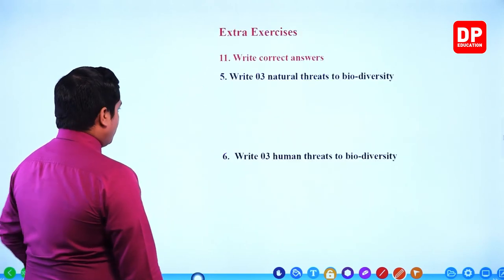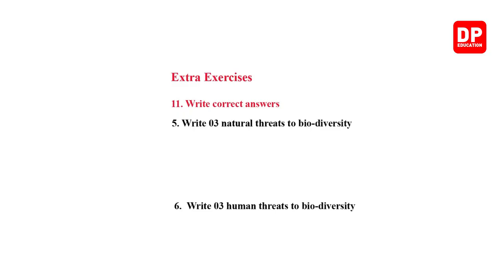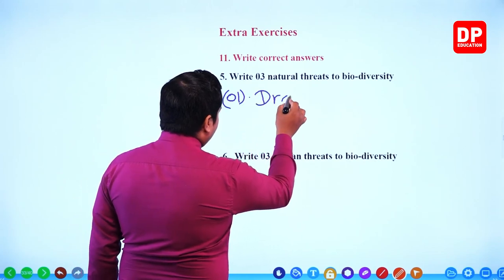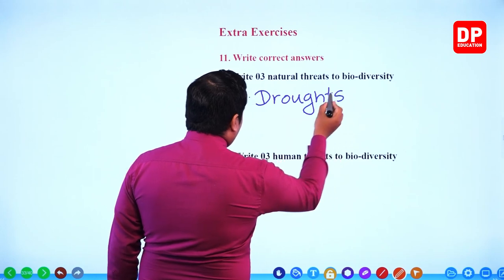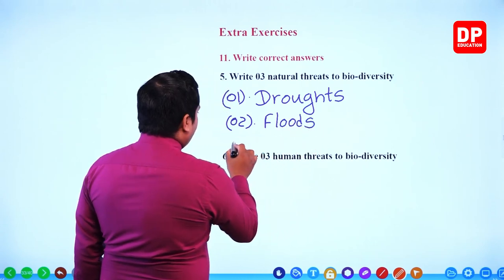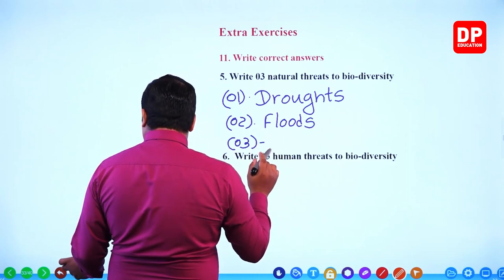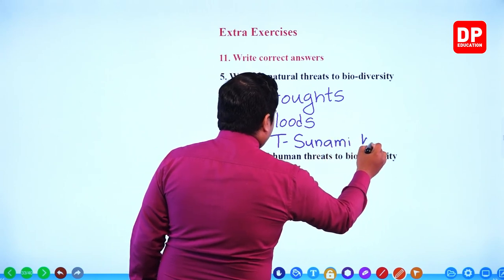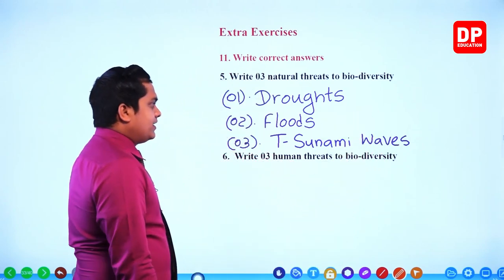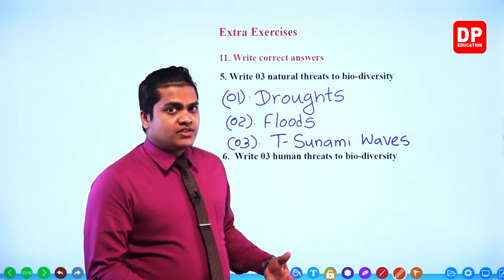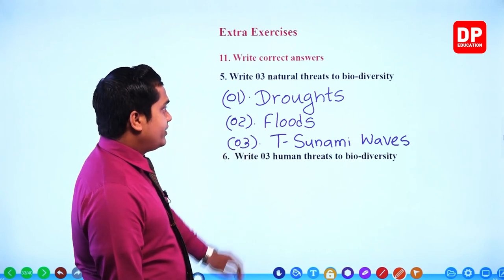Then we'll move on with the next question. Question number 5. Write 3 natural threats to biodiversity. Droughts, floods, tsunami waves, then other than that, earthquakes, meteor collapse. Those things are also considered as natural threats to biodiversity.